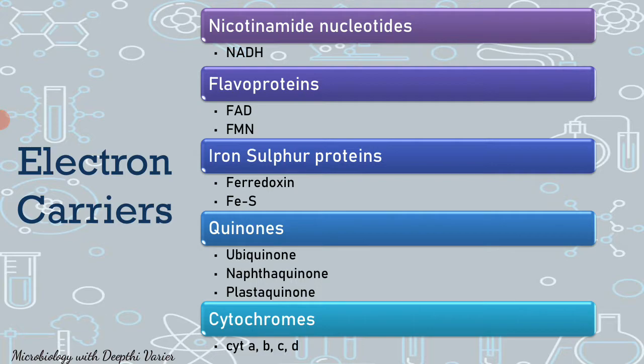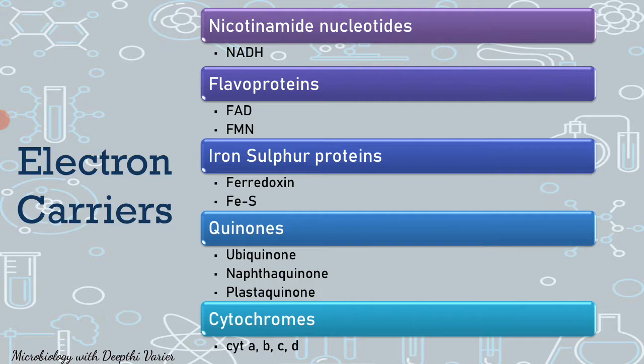The second type are the flavoproteins. Flavoproteins are those which contain a prosthetic group of flavin. So they contain riboflavin, and these are also called flavin coenzymes. Examples of these flavin coenzymes or flavoproteins include FAD and FMN. FAD stands for flavin adenine dinucleotide, and FMN stands for flavin mononucleotide. Both of these contain riboflavin. FAD is produced in the TCA cycle, whereas FMN is present as an electron carrier in the plasma membrane or in the mitochondrial inner membrane.